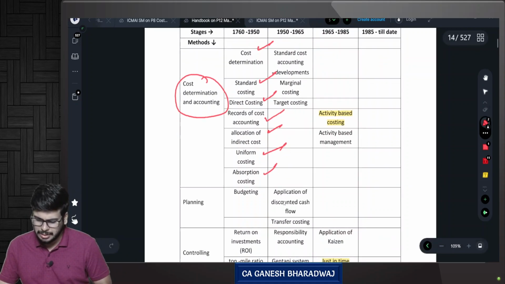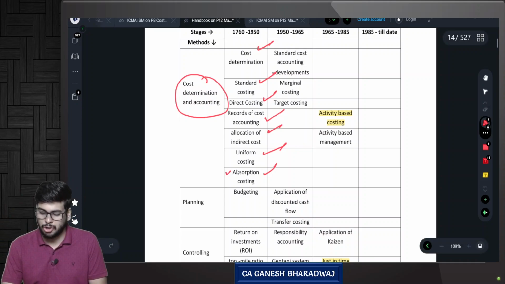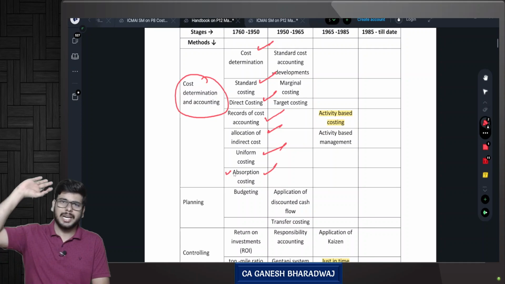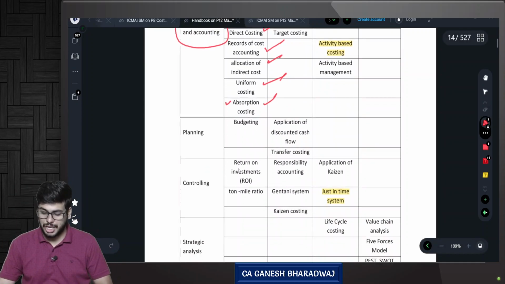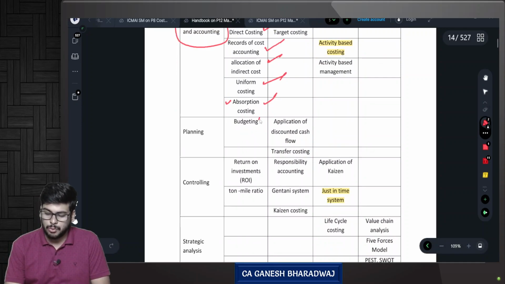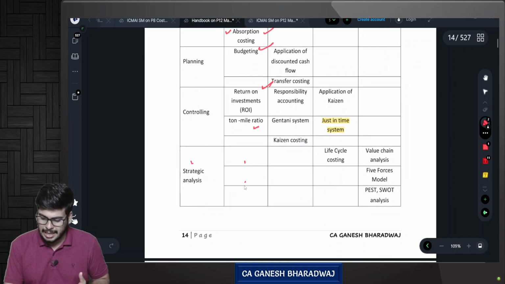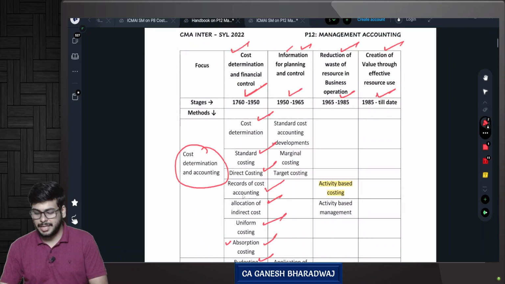Typically speaking, these are all confined to cost accounting. If you see absorption costing and all, it's all mentioned in your cost accounting syllabus, because earlier in stage 1 it was about finding out what is the cost of a product. They didn't even enter into management accounting. Of course, the planning tools were budgeting, controlling tools, return on investment, something called a ton mile ratio and all they were just using. Strategic analysis and all were not even done in the first phase. Correct? In the second phase, what happened?